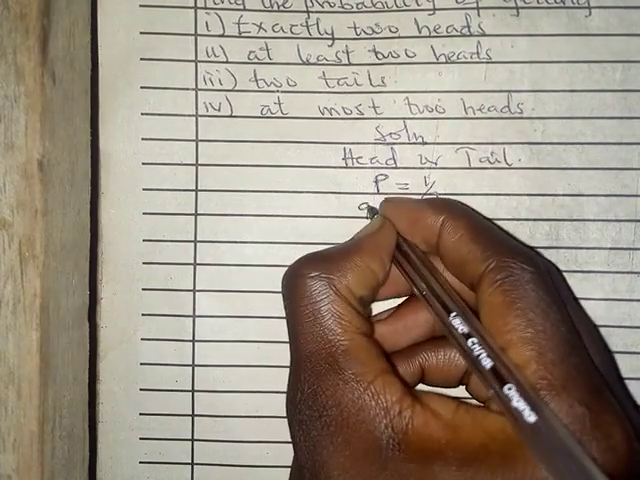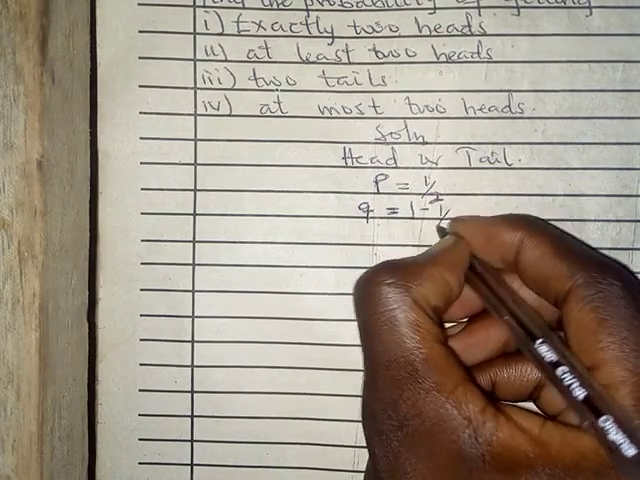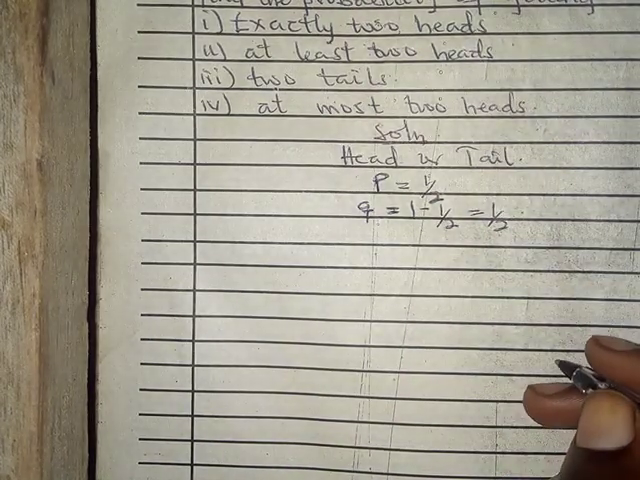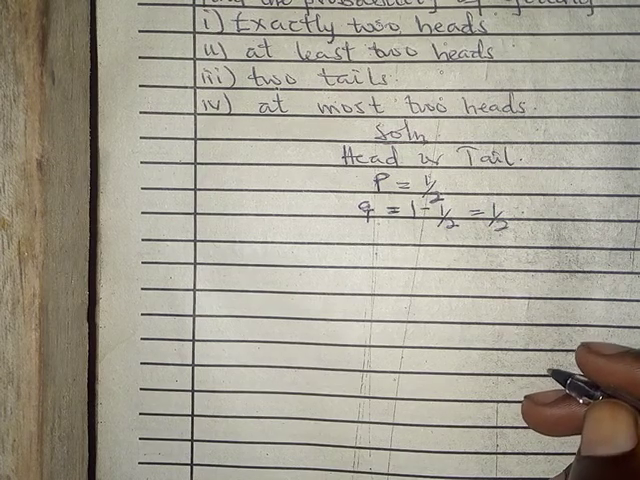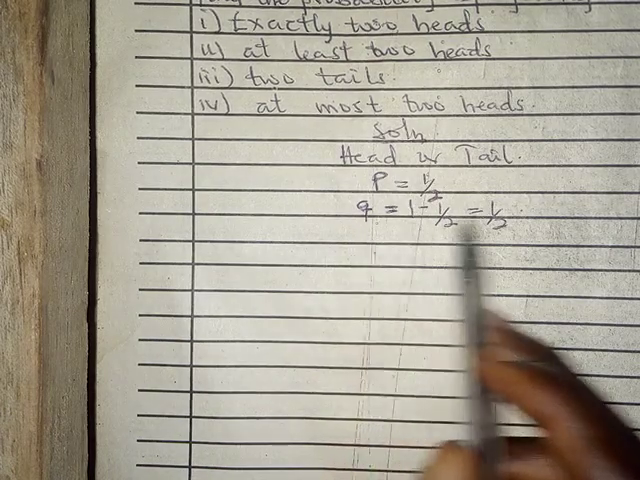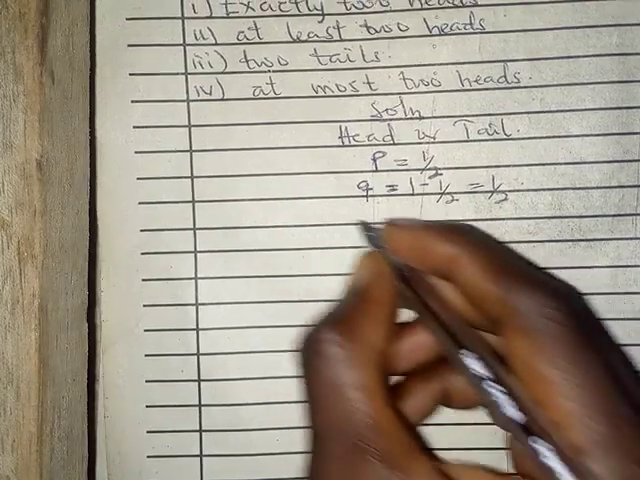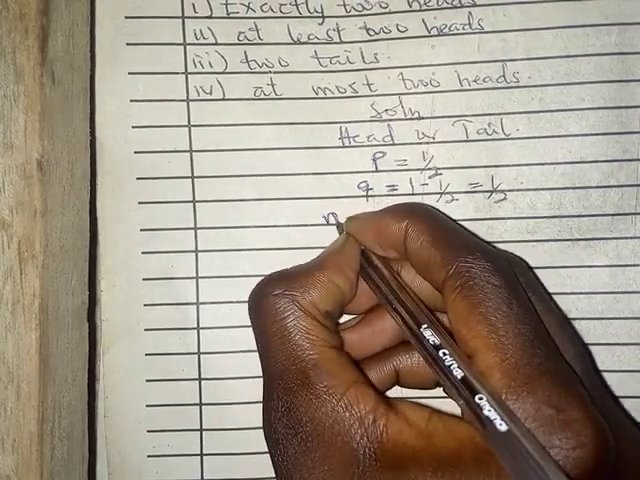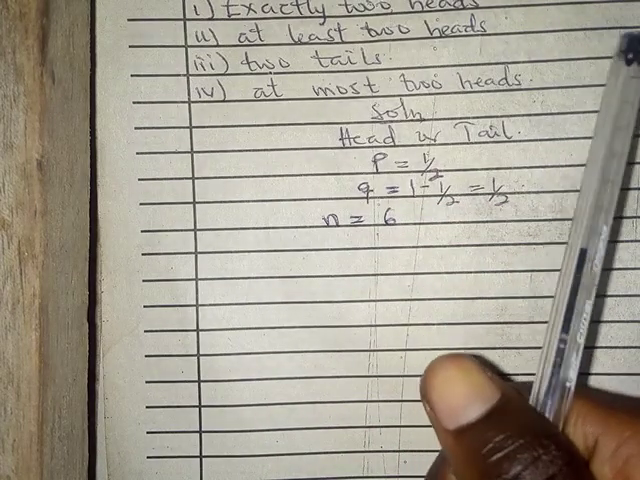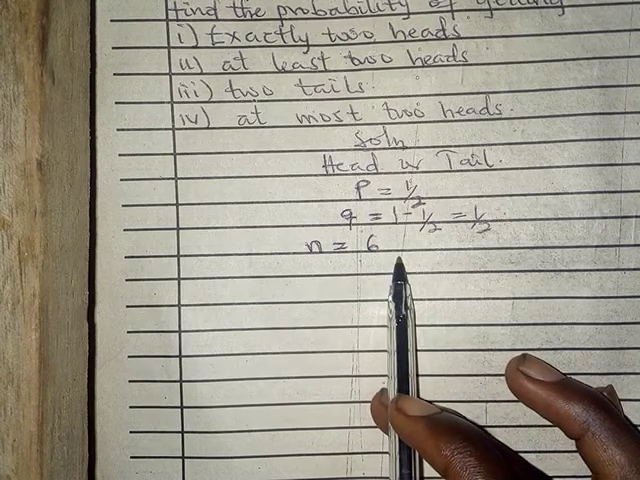We can easily get q, that is failure, as 1 minus p, which is 1 over 2, and it's also 1 over 2. So we have the probability of success as half, and the probability of failure is also half. Alright, the number of trials is also very important here. That is our n. The number of trials is 6, because we toss it 6 times, from the given question.